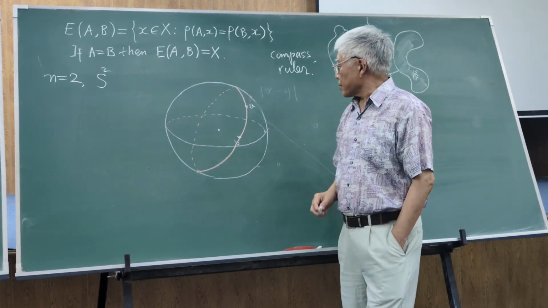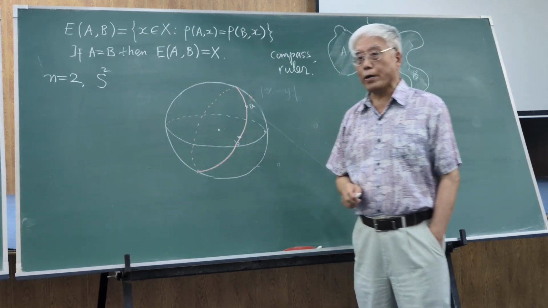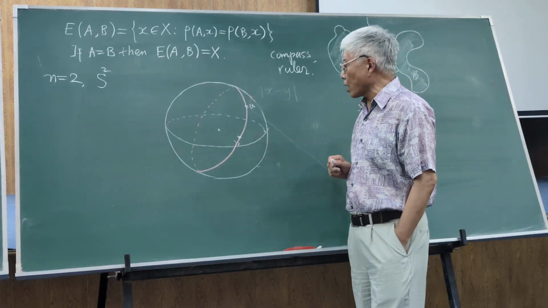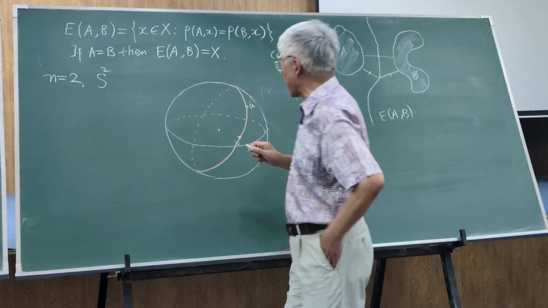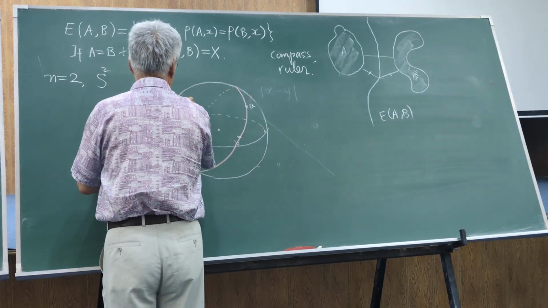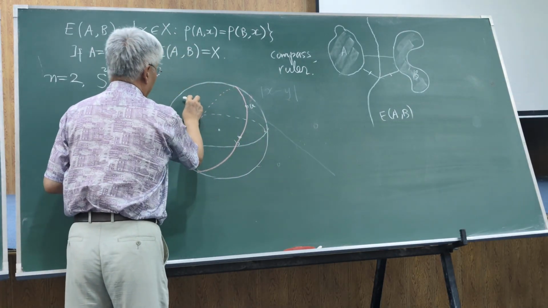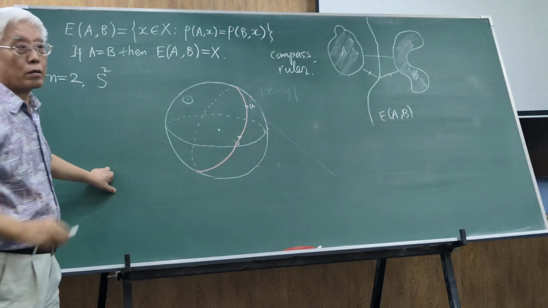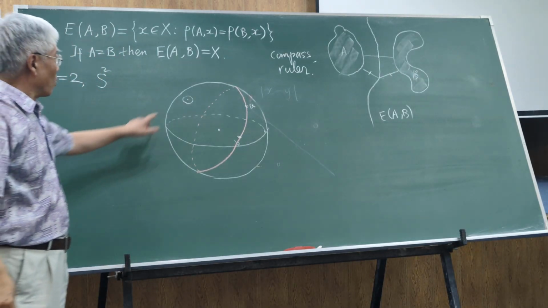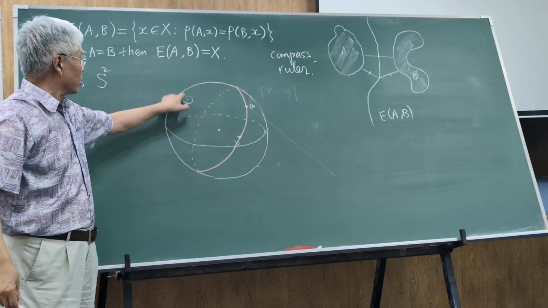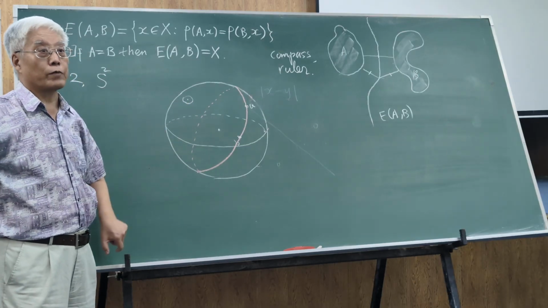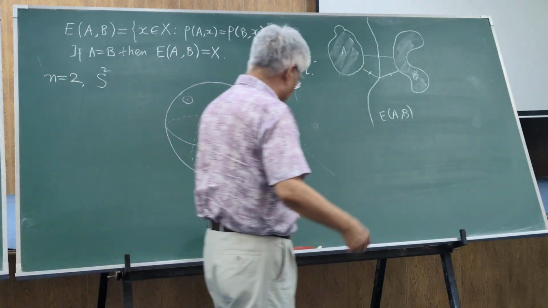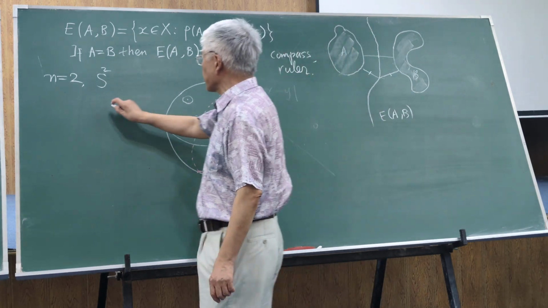Now, how many points can resolve this metric space? Can one point resolve? No. It's very easy to understand that if we take any point, any circle on the Riemann sphere has all these different points with the same distance to that point. Therefore, 1 is not possible. This means that beta is at least 2.